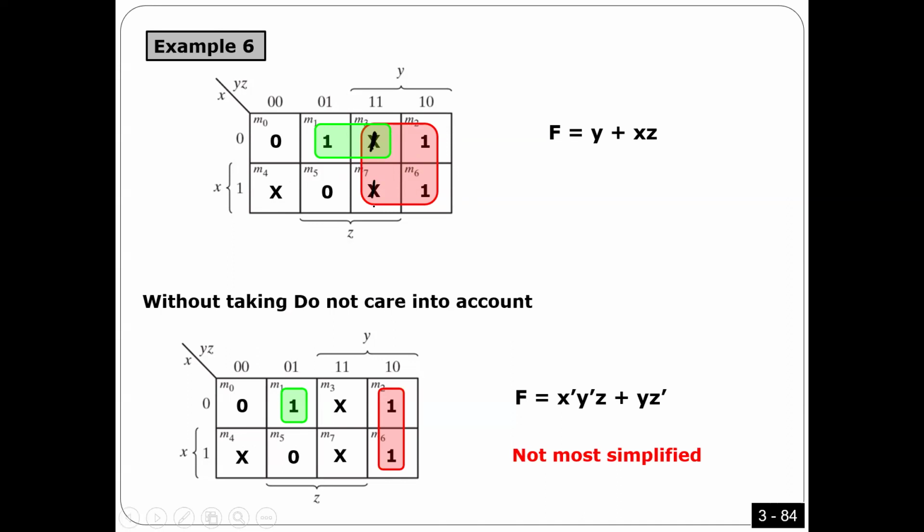So when you implement this circuit this way, in this case you are going to output 1, but for this one you are going to output 0. Okay? Anything that's outside the groups, you are going to output 0. Anything that's inside the groups, you are going to output 1 in this case.